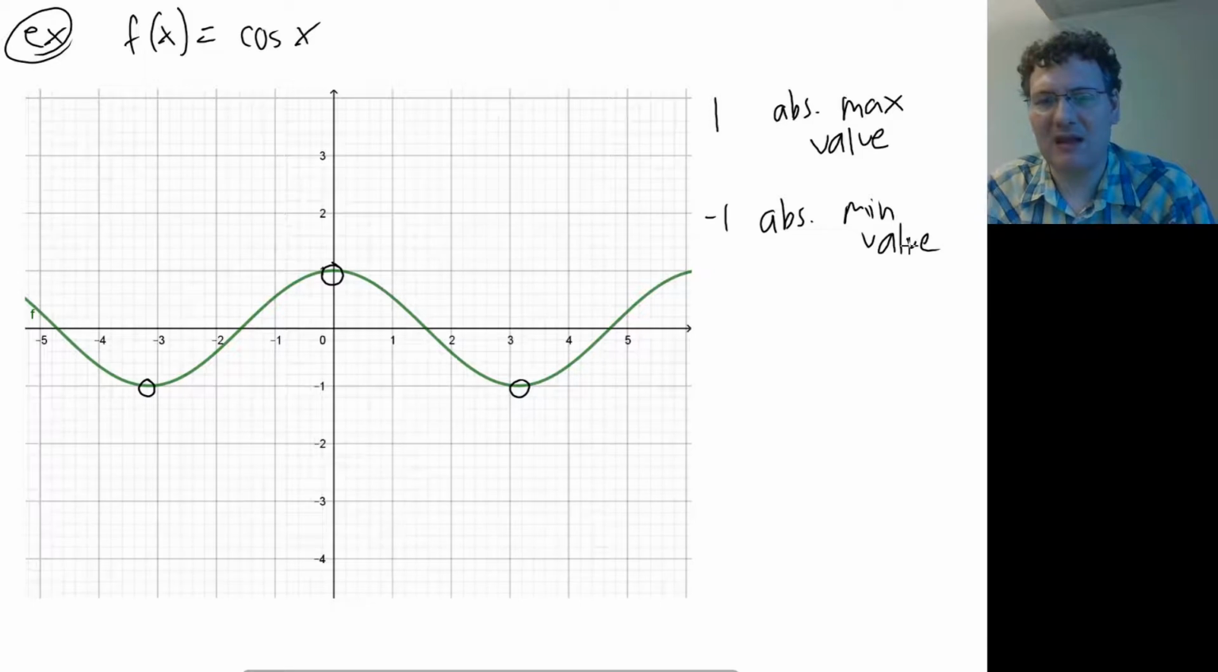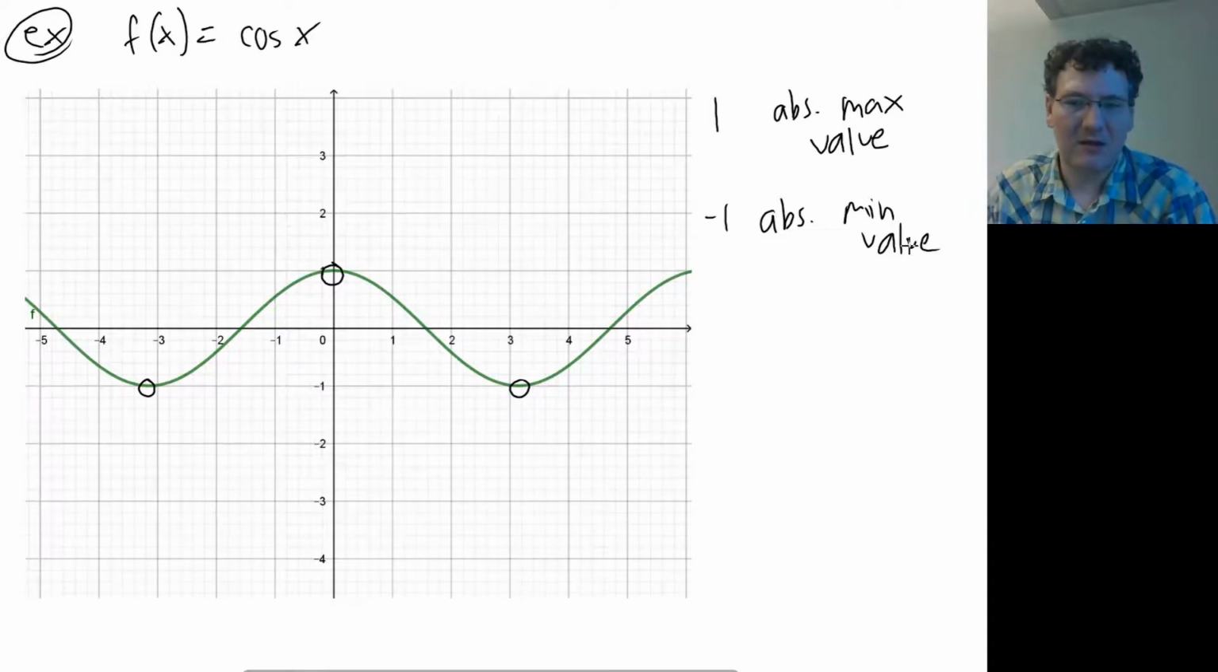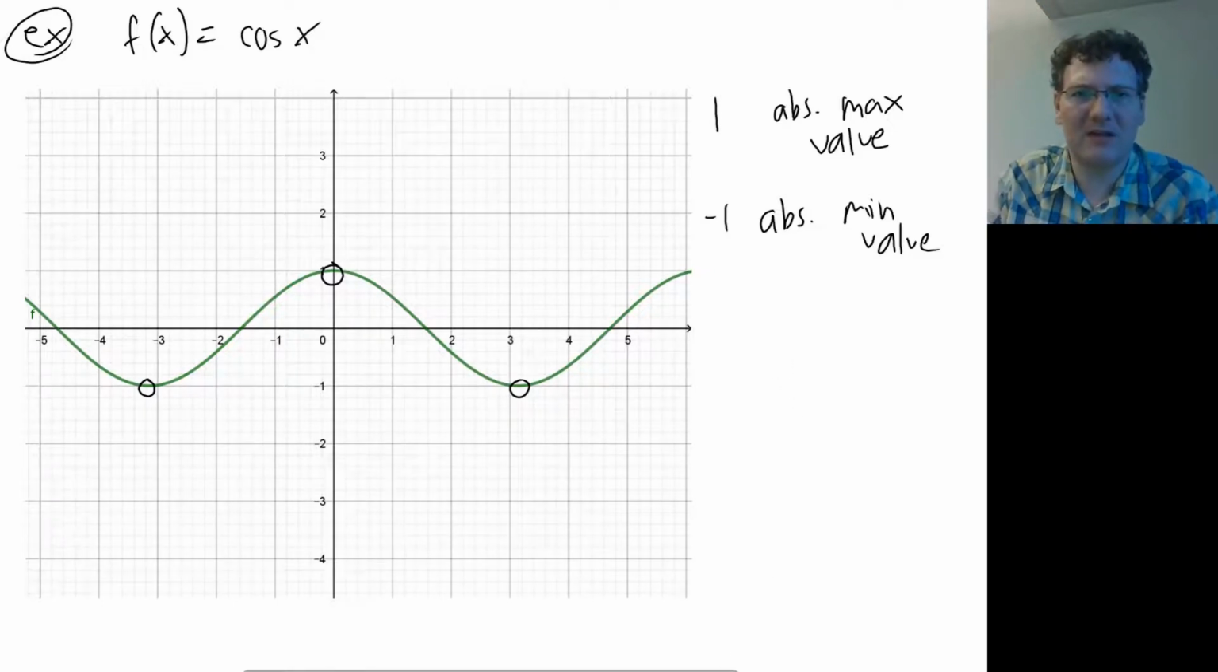Now it doesn't mean that it only occurs in one place. You can see that the value 1 is going to occur an infinite number of times, every time this oscillation occurs. But that's the highest value of the function. You could never get a value cosine of x greater than 1. So that's the absolute maximum value. Okay, that's just the concept.